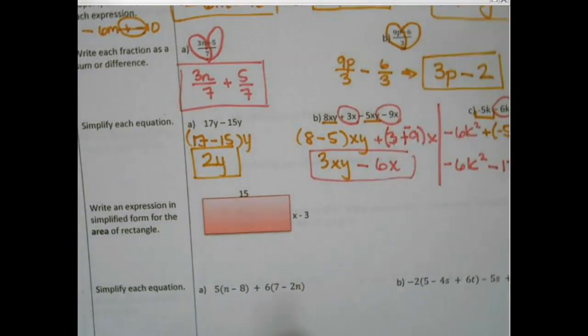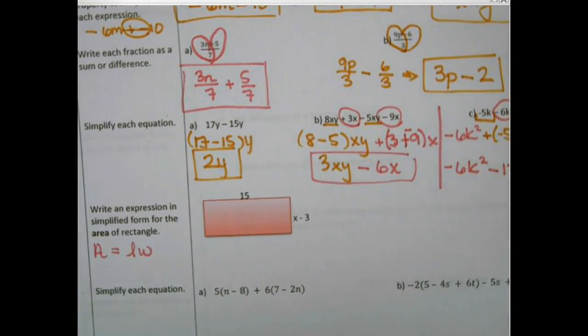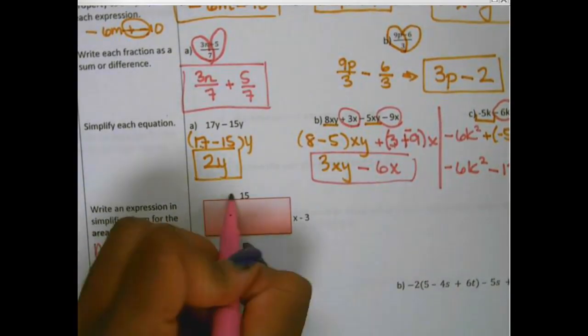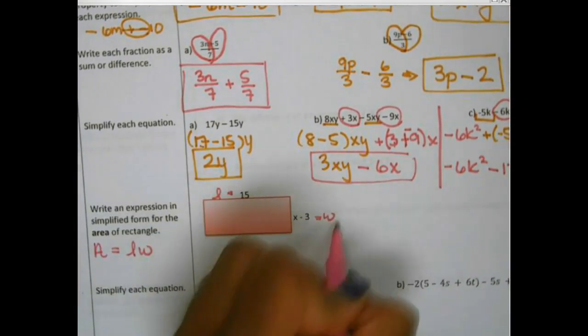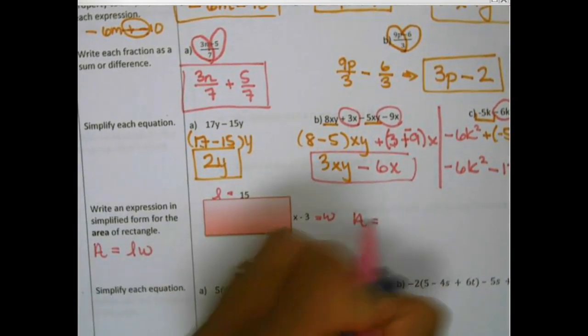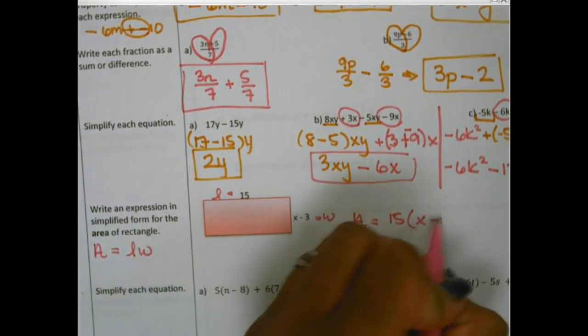Okay, a little bit of geometry, very, very low-key. Find the area of the rectangle. So remember, area of a rectangle is area equals length times width. So I'll make this the length, does not matter which one you name for which. So my area equals the length, 15, times the width, x minus 3.